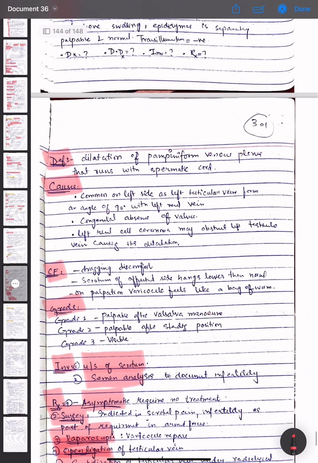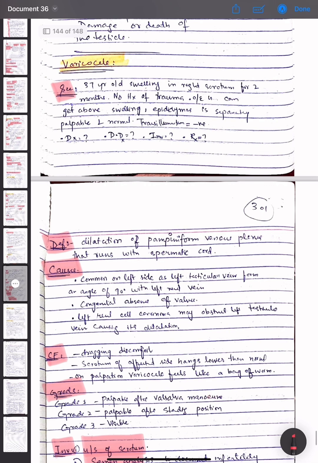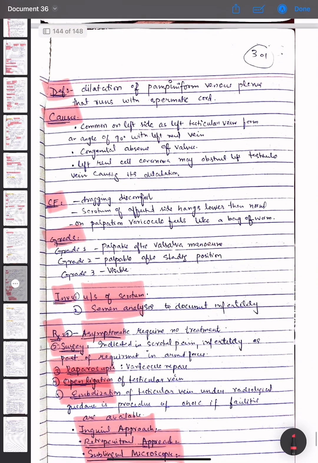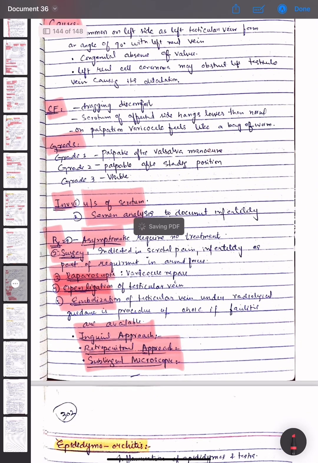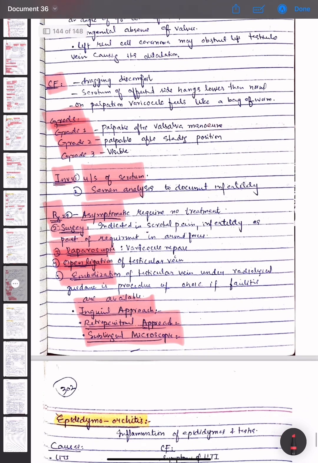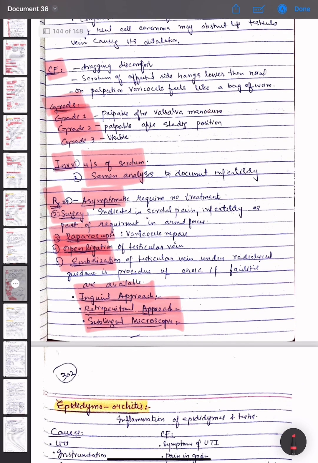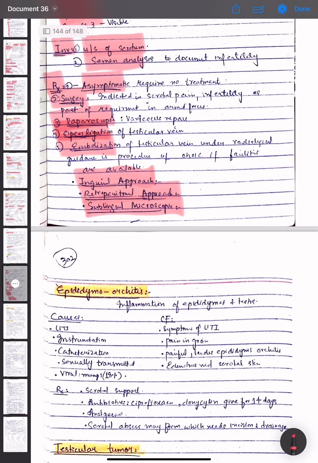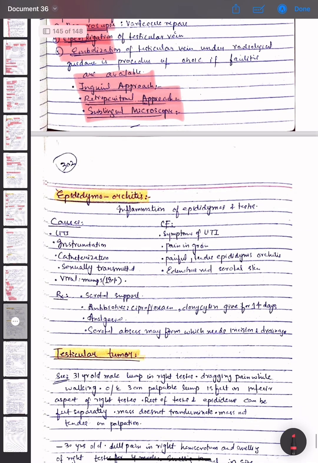So we have discussed varicocele: the scenario, the definition, the causes, the clinical features, and the 3 grades, then the investigation options, and then the treatment options, which are for asymptomatic, then the surgery, laparoscopic, open ligation, embolization, then the 3 approaches, the inguinal approach, retroperitoneal approach, and sublingual microscopic approach.